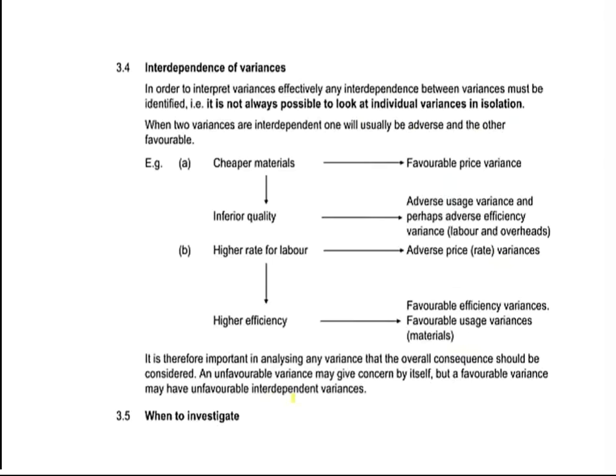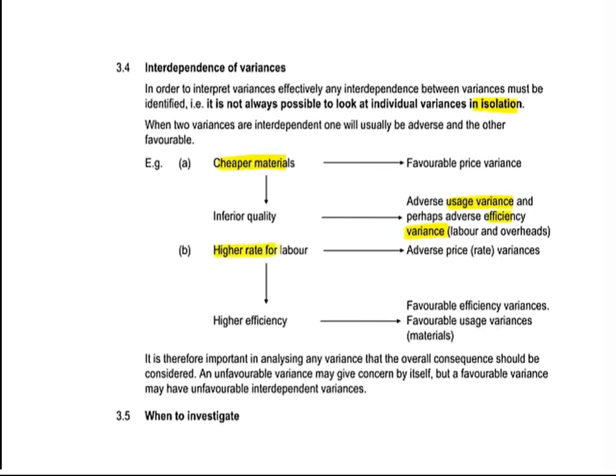We also need to think then about interdependence of variances. So we need to make sure that we aren't looking at variances in isolation, because it could be that if we buy cheaper materials, we'll get a favourable price variance, but we might end up with adverse usage and perhaps efficiency variances for labour if those materials turn out to be inferior quality and there's lots of rework.